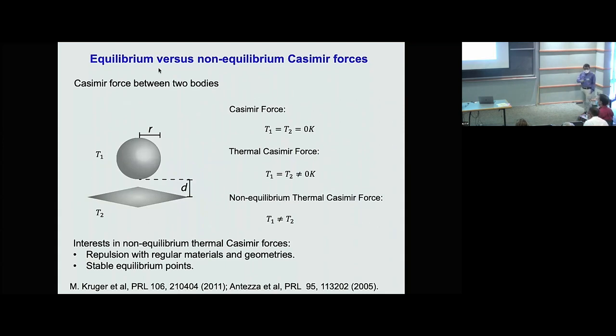For example, as was also noted by Professor Mandal's work, getting repulsion in vacuum with regular material and geometry is extremely difficult for the standard Casimir force. But if you go to non-equilibrium Casimir force, it's actually relatively straightforward. And you can also get things like stable equilibrium points that are also very difficult to do with regular Casimir forces in vacuum.